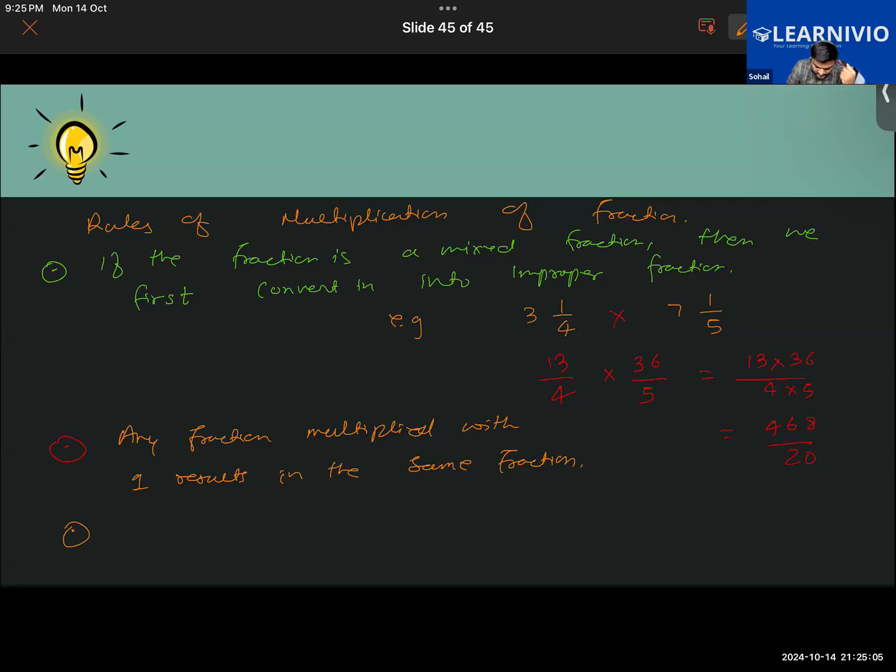For example, you have 12 upon 6 multiplied with 9 upon 18. They are not in their simplified form, so we can simplify them right now. 12 upon 6 will be 2 upon 1, and this will be 1 upon 2. So that is 2 upon 1 multiplied with 1 upon 2. After multiplying, it will be 2 upon 2, and you are getting 1 here. So we have simplified them in the first place. 12 upon 6 simplified to 2 upon 1, 9 upon 18 simplified to 1 upon 2. Got this now?